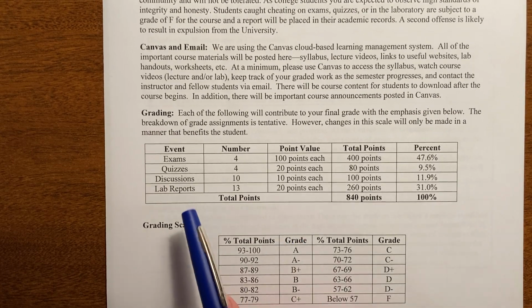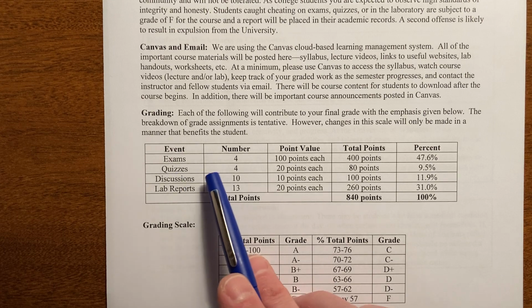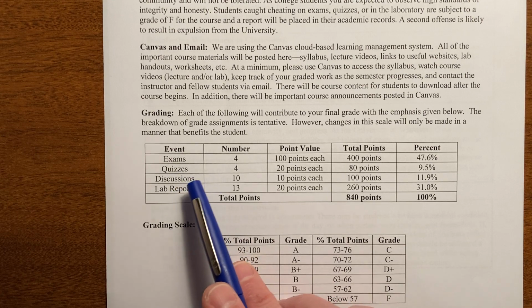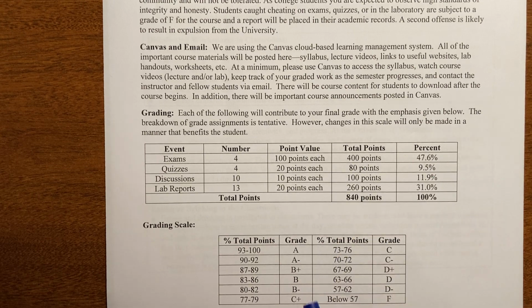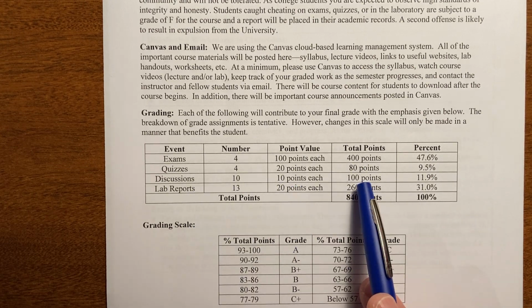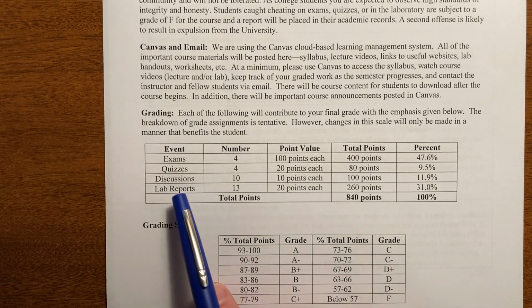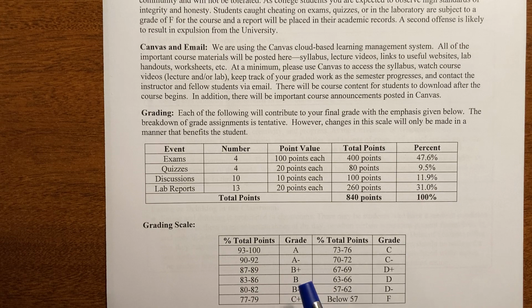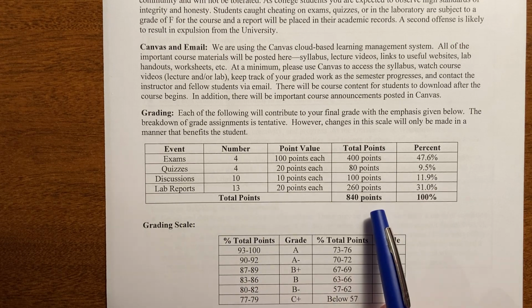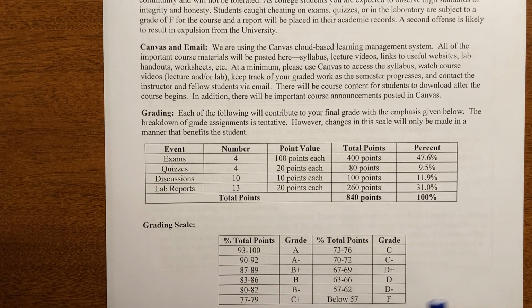The grading, again, is going to be hopefully, as indicated here, 4 exams, 100 points each. That's just about half your grade. 4 quizzes at 20 points each, about 10% of your grade. 10 discussion worksheets at 10 points each. That's about 12% of your grade. And the lab reports, 13 of them, 20 points each, about 1/3 of your grade.